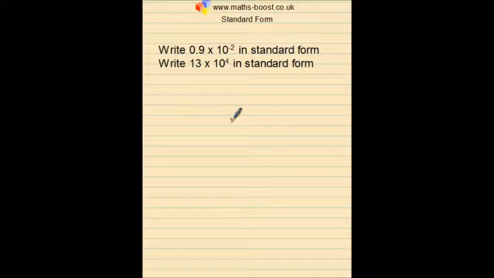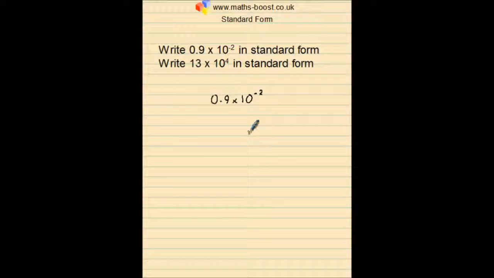At a first glance you might look at this and think it is in standard form. It isn't, because this is strictly got to be a number between 1 and 10. Now what I'm about to describe here is a very important technique. What we've got is 0.9. I'll write this down here just for emphasis. This is the value that we have. 0.9 times 10 to the minus 2.